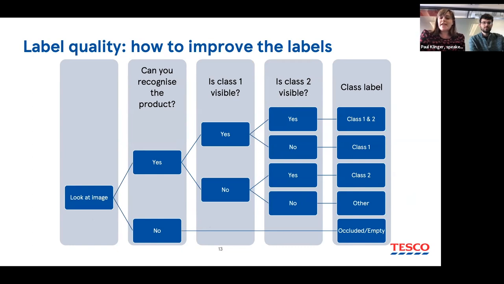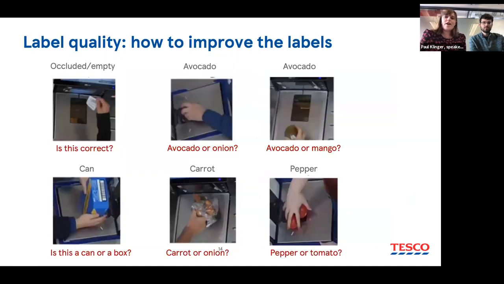And then, let's say we are the labelers also, we will encounter issues like this. This image, for example, will be labeled as occluded or empty because it doesn't show anything, but actually it does show a person scanning a barcode. So is this correct if we had labeled it as occluded or empty? And then the same here, a person is holding something under his hand.